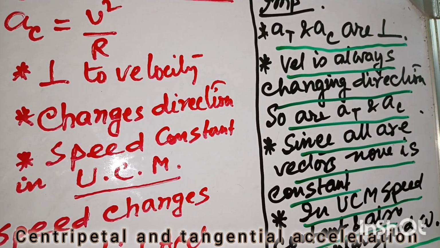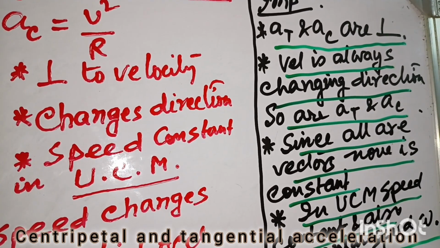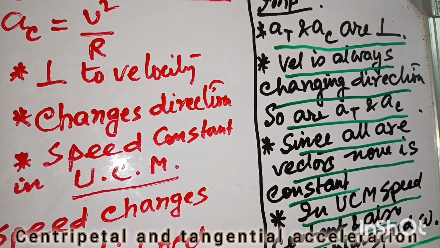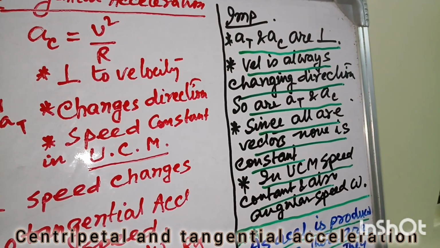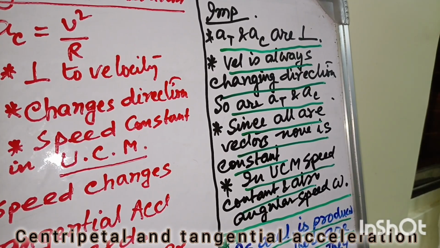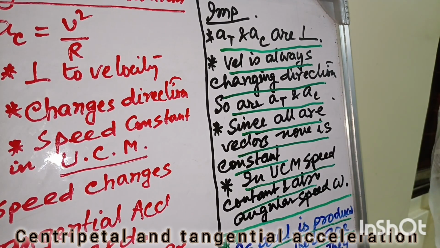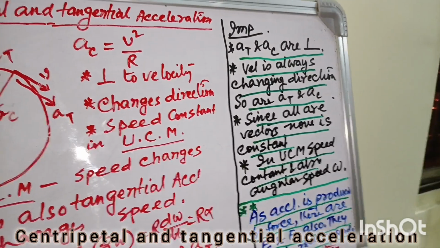That means all the three vectors, velocity, tangential acceleration and centripetal acceleration, neither of them are constant. They are always changing direction. Maybe their magnitude may be the same, but their direction is always changing. In UCM, this means uniform circular motion, speed is constant, I told you. In that case, angular speed, that is omega, is also constant. That is an important point.